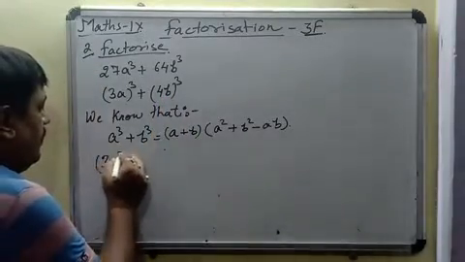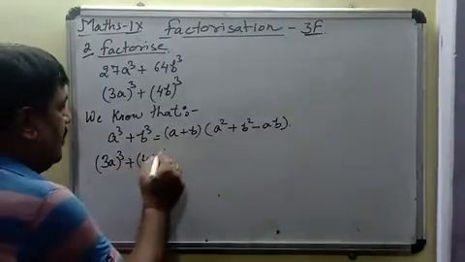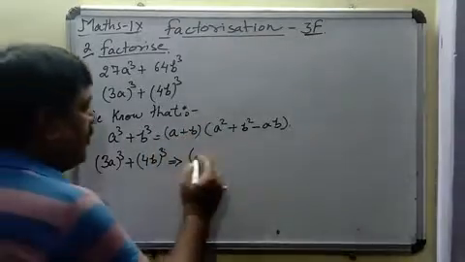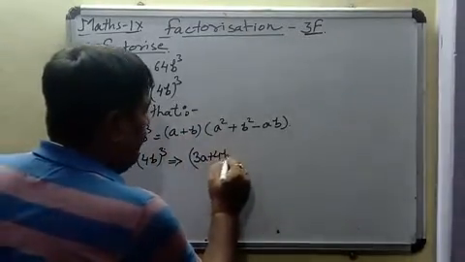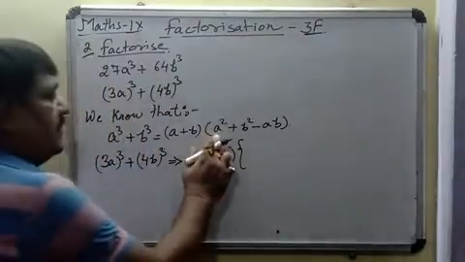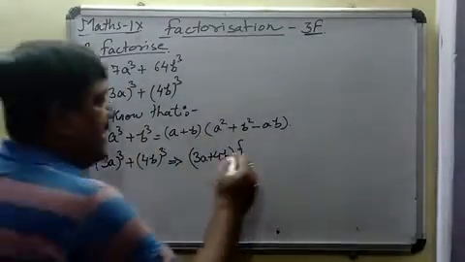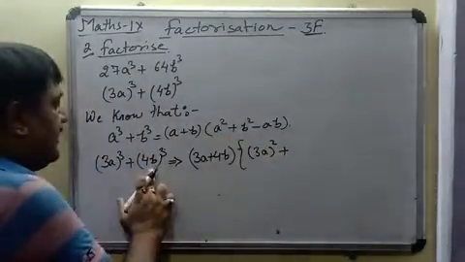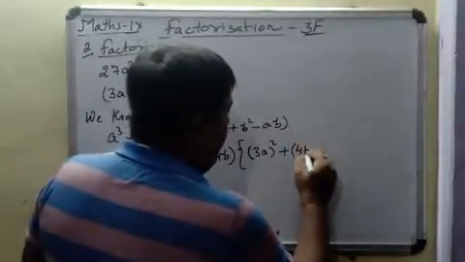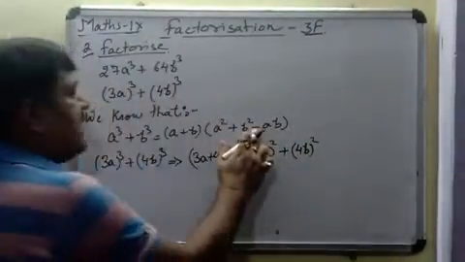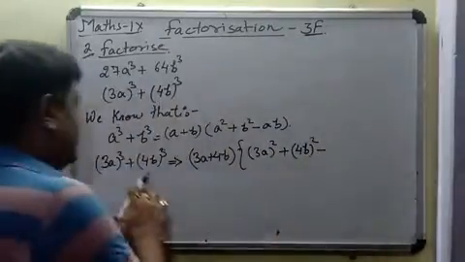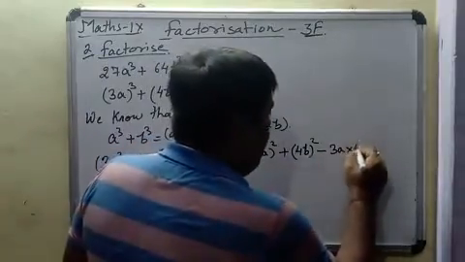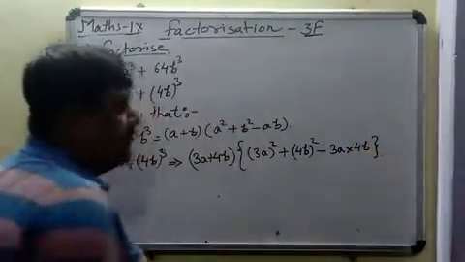This is 3a whole cube plus 4b whole cube, which will stand for, in the first bracket, a plus b. A plus b means 3a plus 4b. In the second bracket, the first term is a square, that means 3a whole square, plus we will be having b square, that means 4b whole square. Put down 4b square over here, and then put the minus sign, a into b, that is 3a into 4b. 3a multiply 4b and close the bracket.